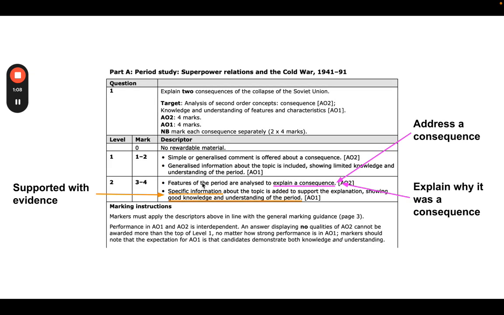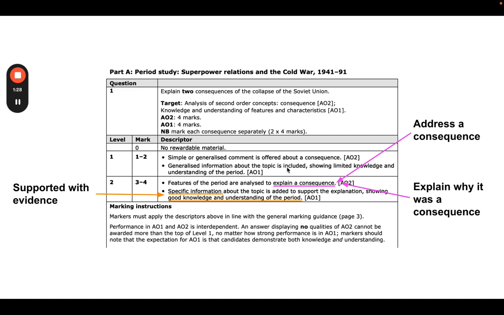Now, when we look at the mark scheme, specifically at the top band, you can see the structure that will be required to make sure that you're hitting everything that is required, so therefore you can get the full marks, that being explain a consequence. I've split that into two parts, and then specific information or good knowledge and understanding of the period.